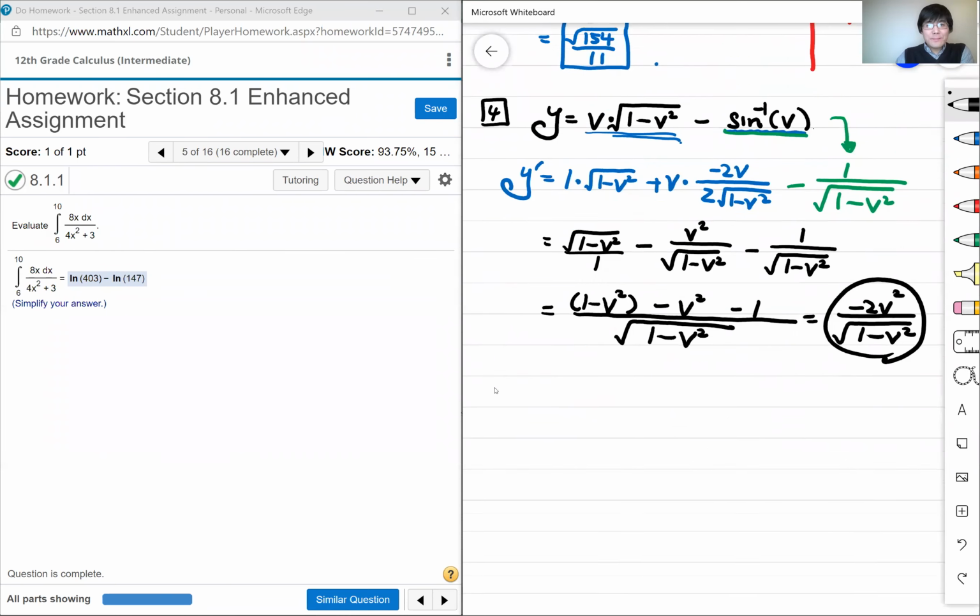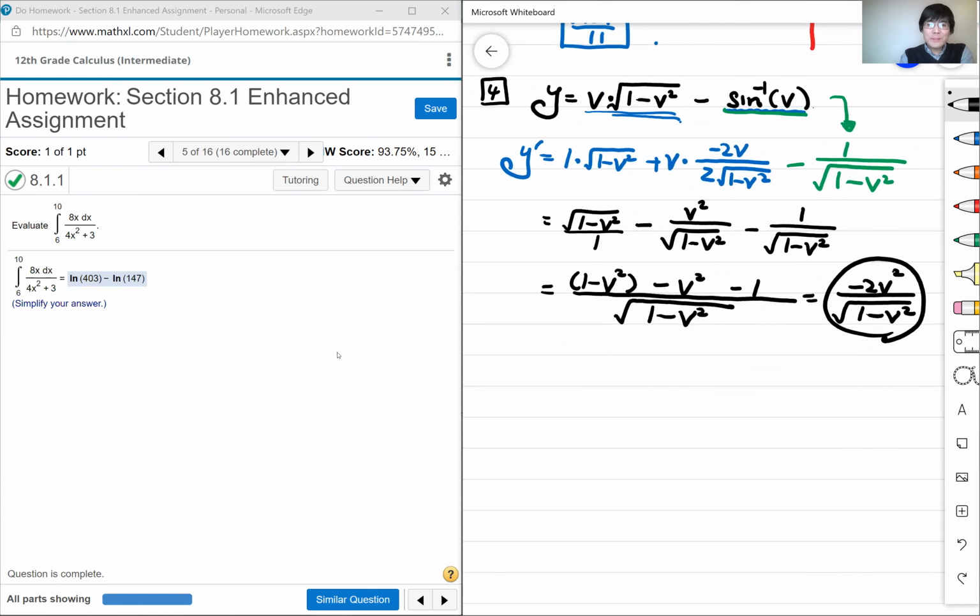Number 5. Now this is a problem from chapter 8. Okay, integral of a rational expression, 8x over 4x squared plus 3 dx. This is a nice expression. It's a fraction, but you see that the derivative of the denominator is the numerator.